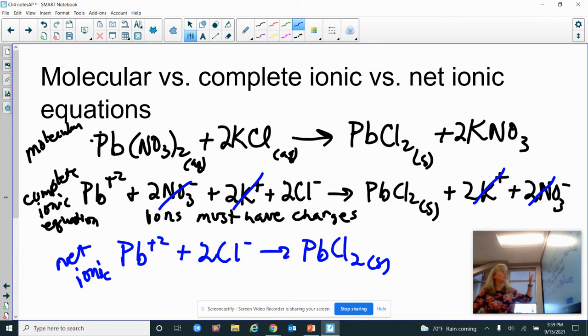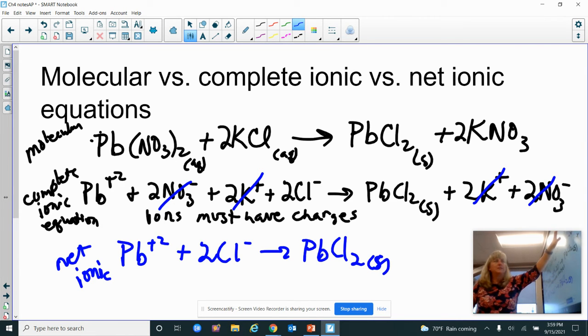If you were told that lead(II) nitrate solution was mixed with a potassium chloride solution, what's the equation for that? This is what we want, just the net ionic equation. I usually write the molecular first. I often don't write the complete ionic because once I know what the precipitate is, the net ionic is just the ions making the precipitate.